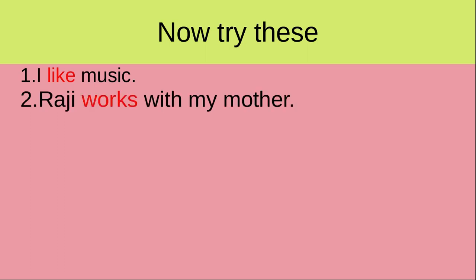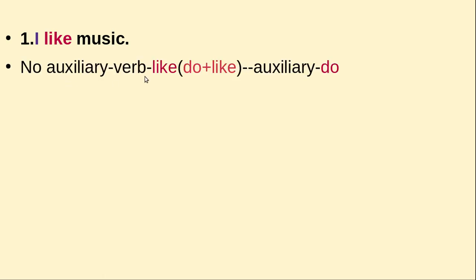Okay, I like music. Reggie works with my mother. He tried his best. What's the problem here? You know, there are no auxiliaries. Then how can we form questions? We have discussed it. If there is no auxiliary, we have to take the verb into consideration, right? Here like is the verb. Like is the first form, that is present.